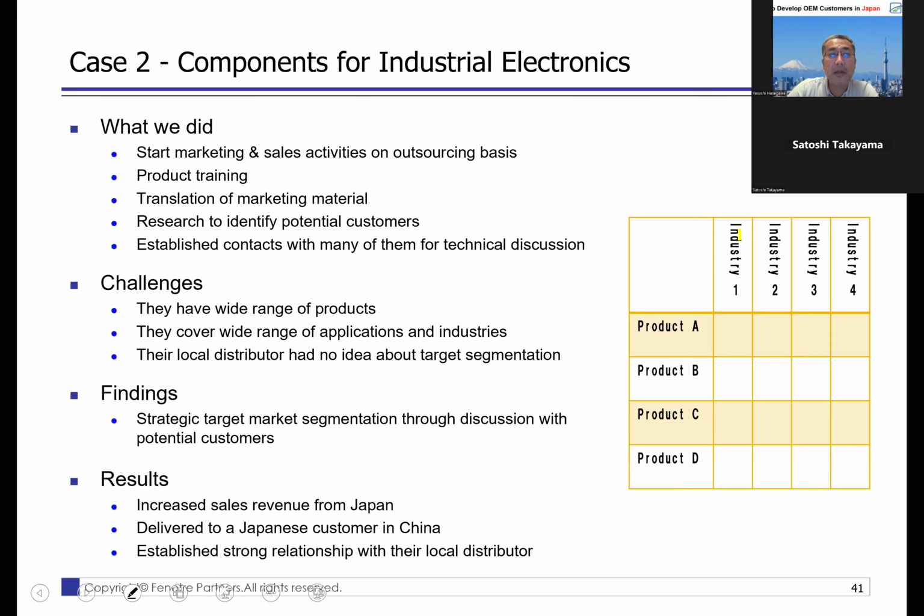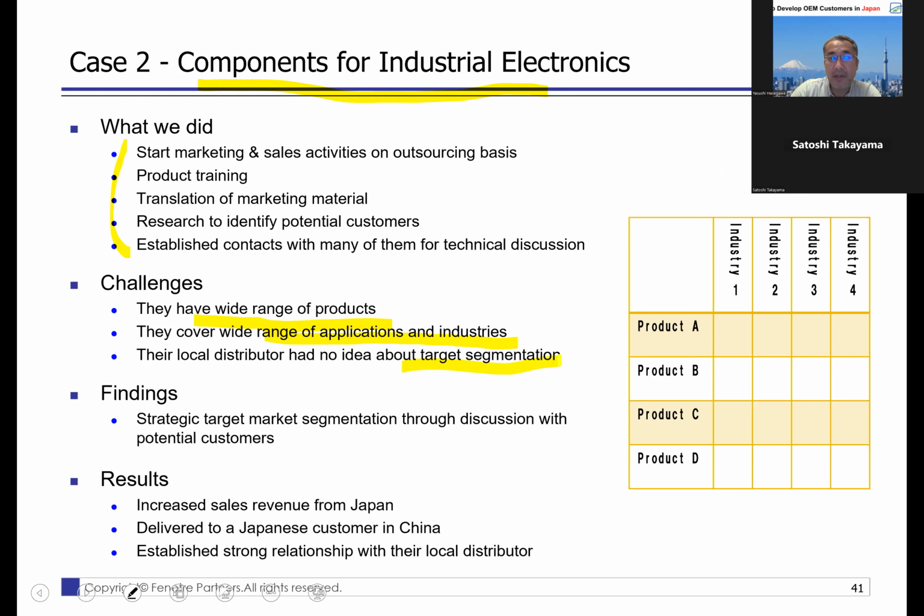This is a second case. Components for industrial electronics. They are from Germany. And what we did is the same as the previous case. The challenges are our client has a wide range of products and covers a wide range of applications and industries. And we found a good distributor, but had no idea about the target segmentation.